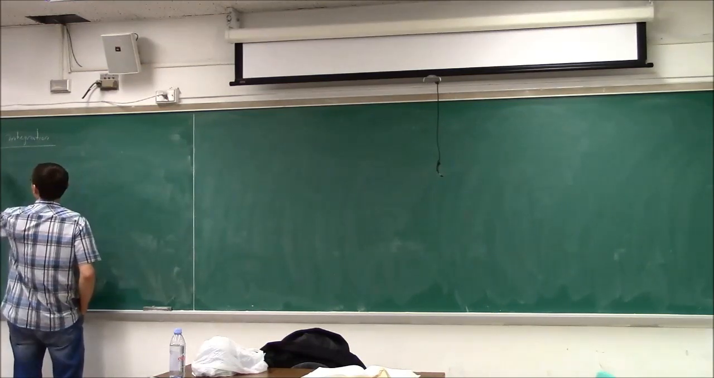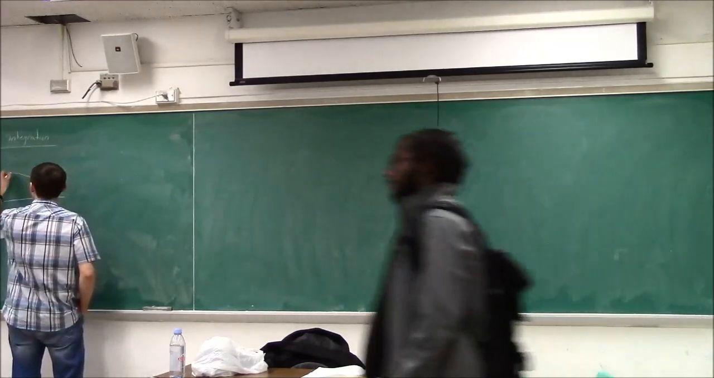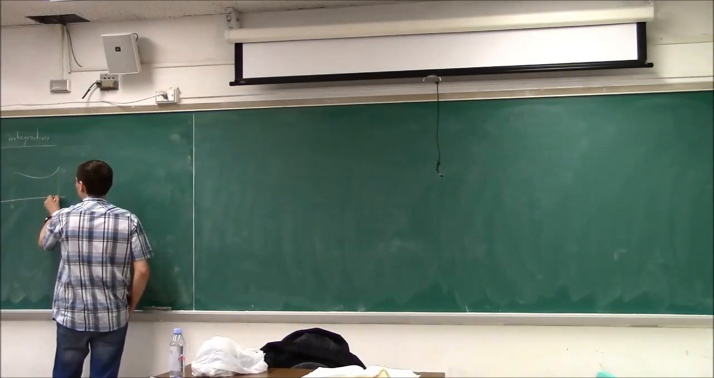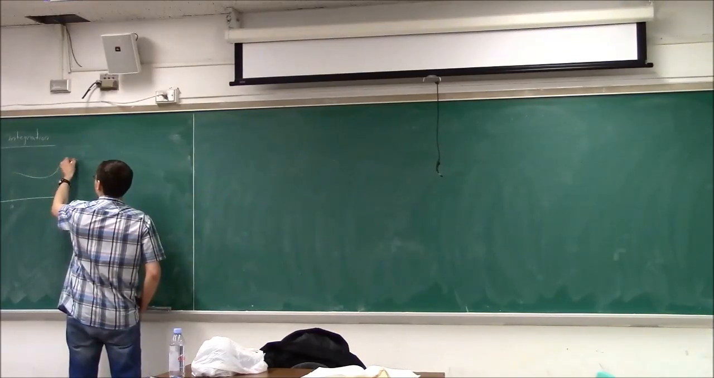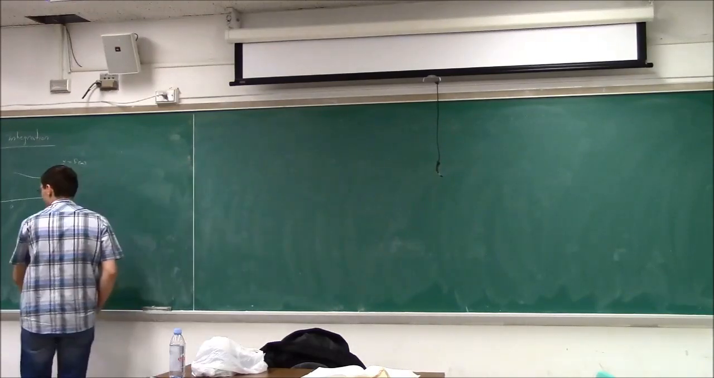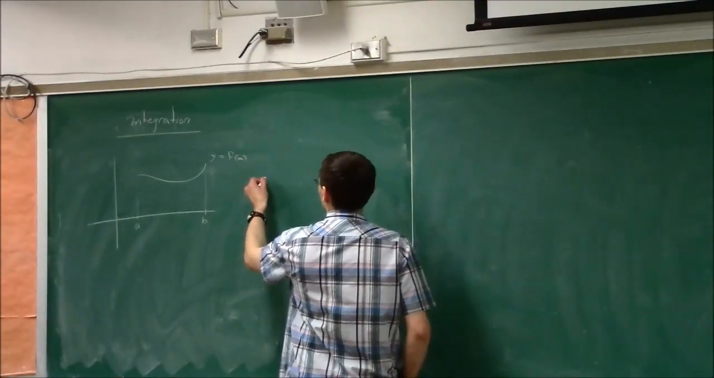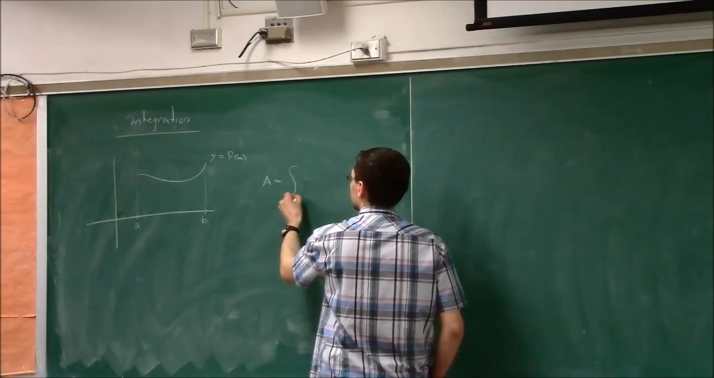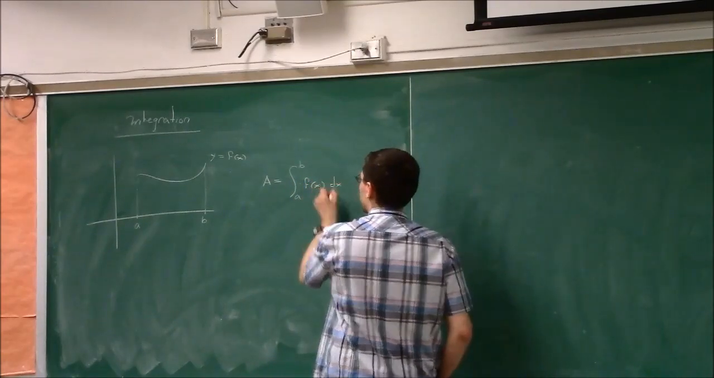So in general, we have seen that if we have a curve, and we, without specifying it, assume that this curve y equals f of x was above the x-axis, what we did is we calculated the area under the curve, which we denoted by the integral from a to b of f of x dx.